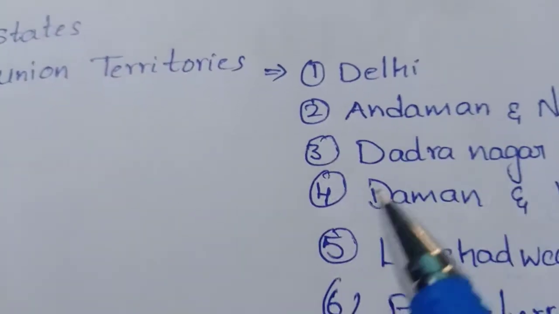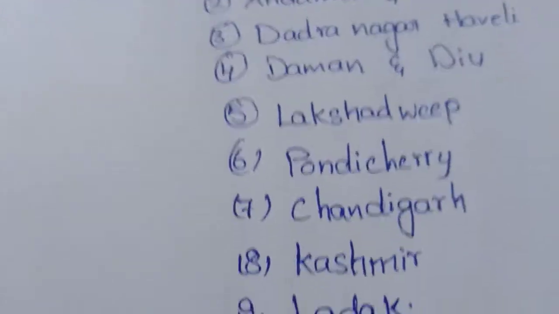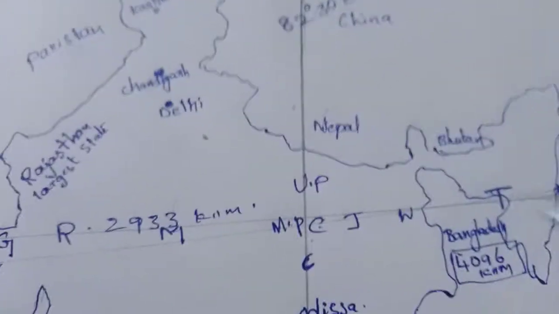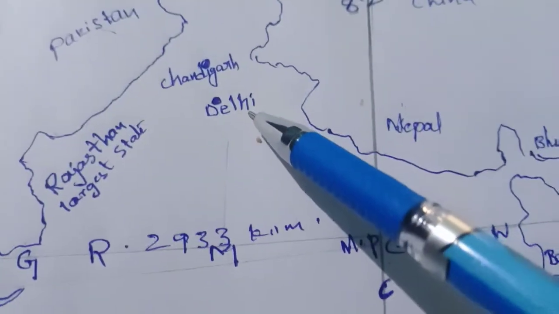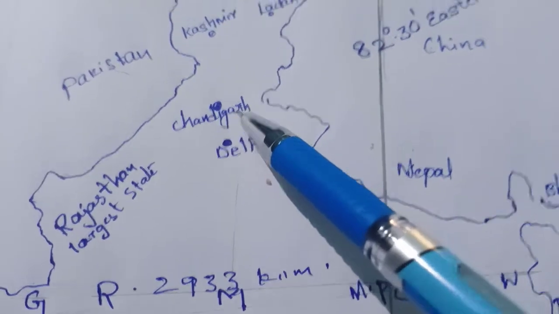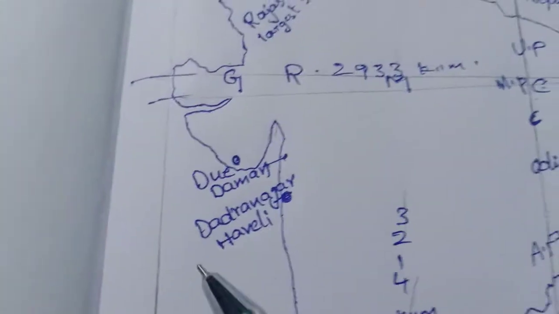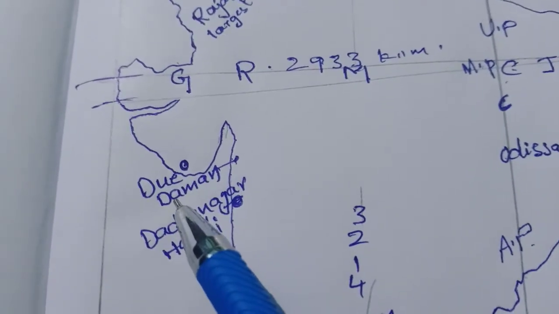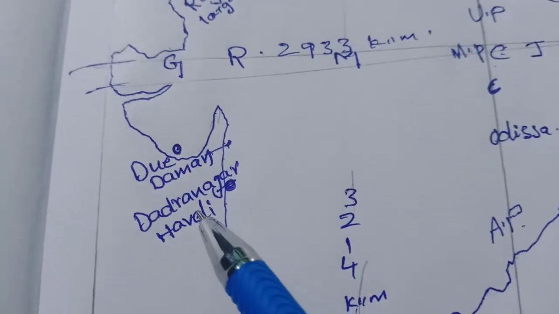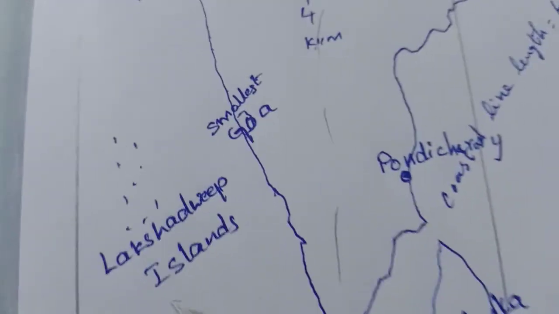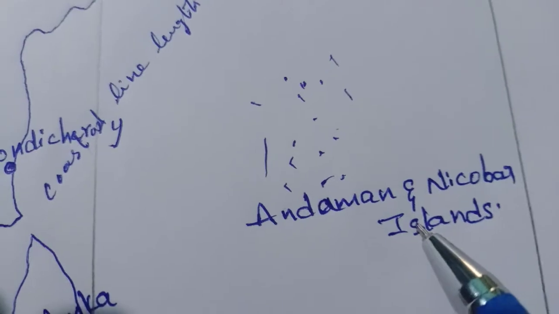Now Jammu Kashmir is divided into 2 union territories, that is Kashmir and Ladakh. Observe these 9 union territories. I will show you on the map. First, Delhi, Chandigarh, Kashmir, Ladakh, Diu Daman, Dadra Nagar Haveli, Pondicherry, Lakshadweep Islands and Andaman Nicobar Islands.